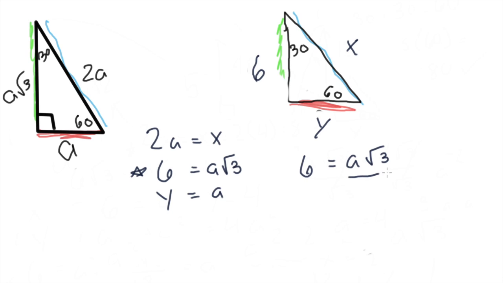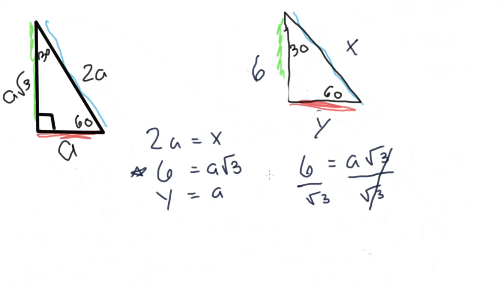To do that, we're going to divide both sides by the square root of 3. The square root of 3 is going to cancel over here, and you would get that a is equal to 6 over the square root of 3. But just like with 45-45-90 triangles, we don't want to have a square root in the bottom of our formula. So what we need to do is rationalize this equation.